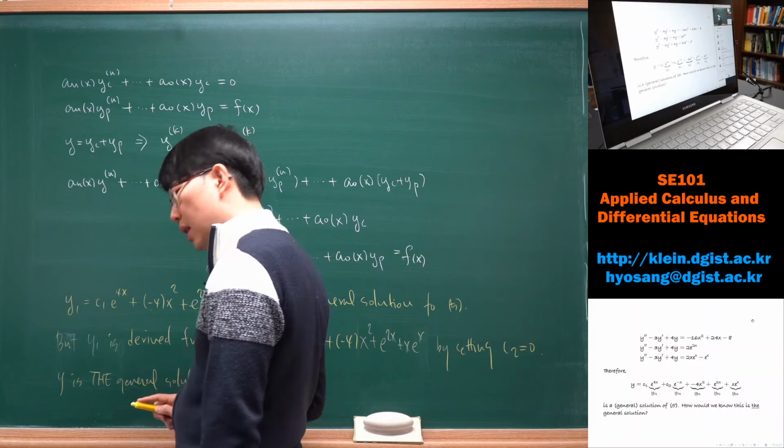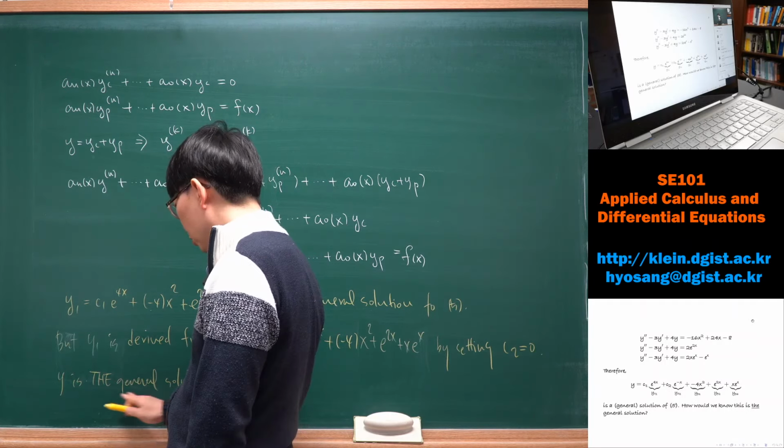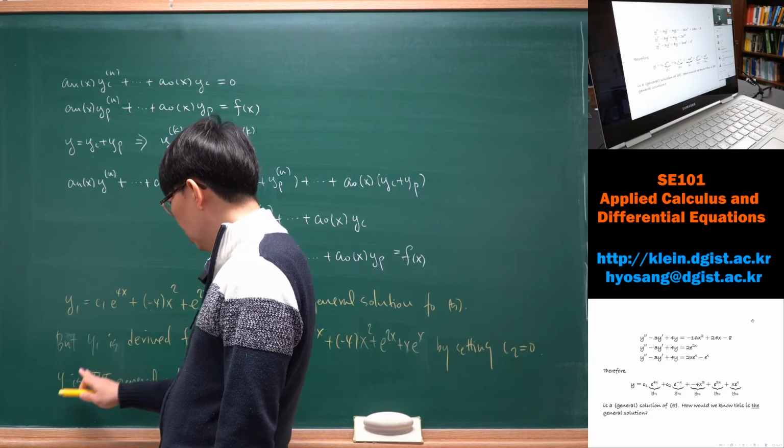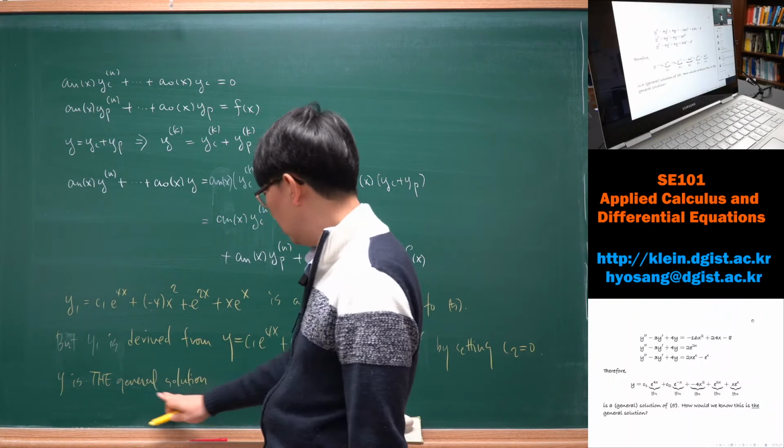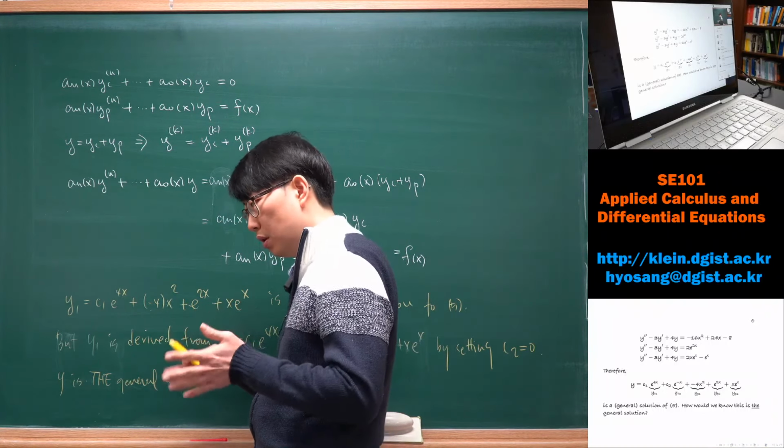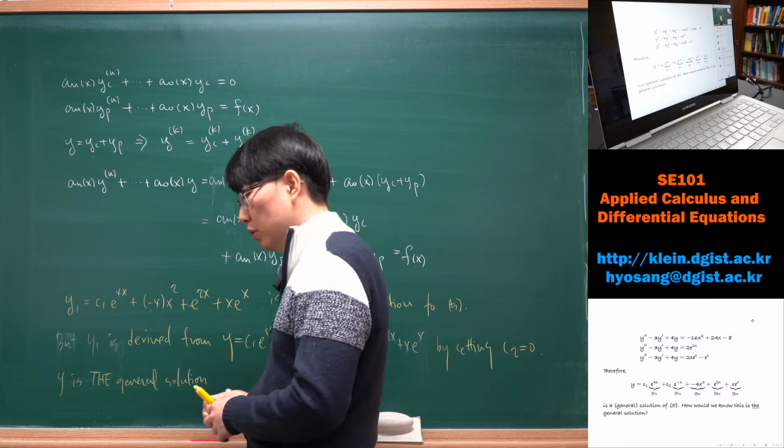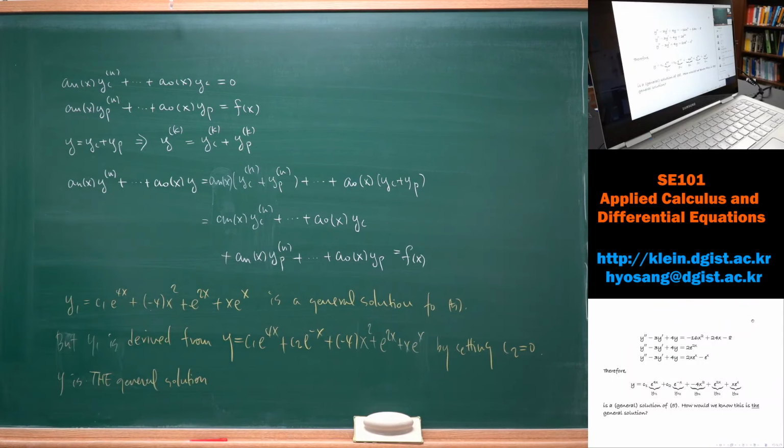We claimed that this is the general solution, but we did not show that this is the general solution yet, because we are going to learn how to check that a given solution is the general solution in short time. So YC may or may not be the general solution, because if you're going to find a particular solution satisfying the initial value condition, YC is a particular solution.